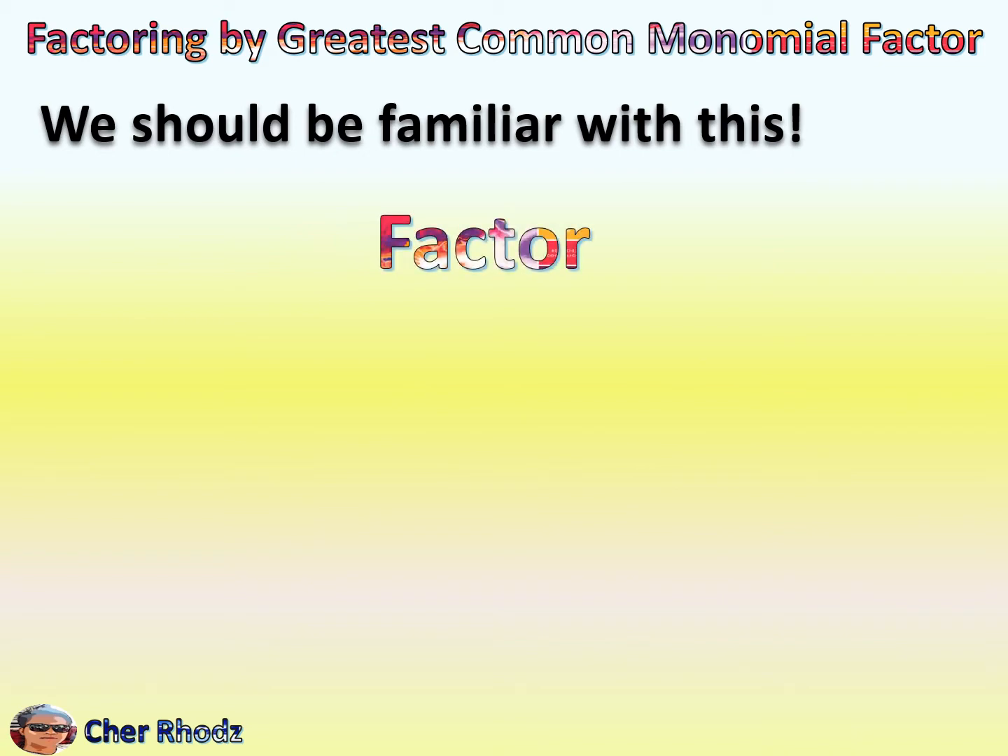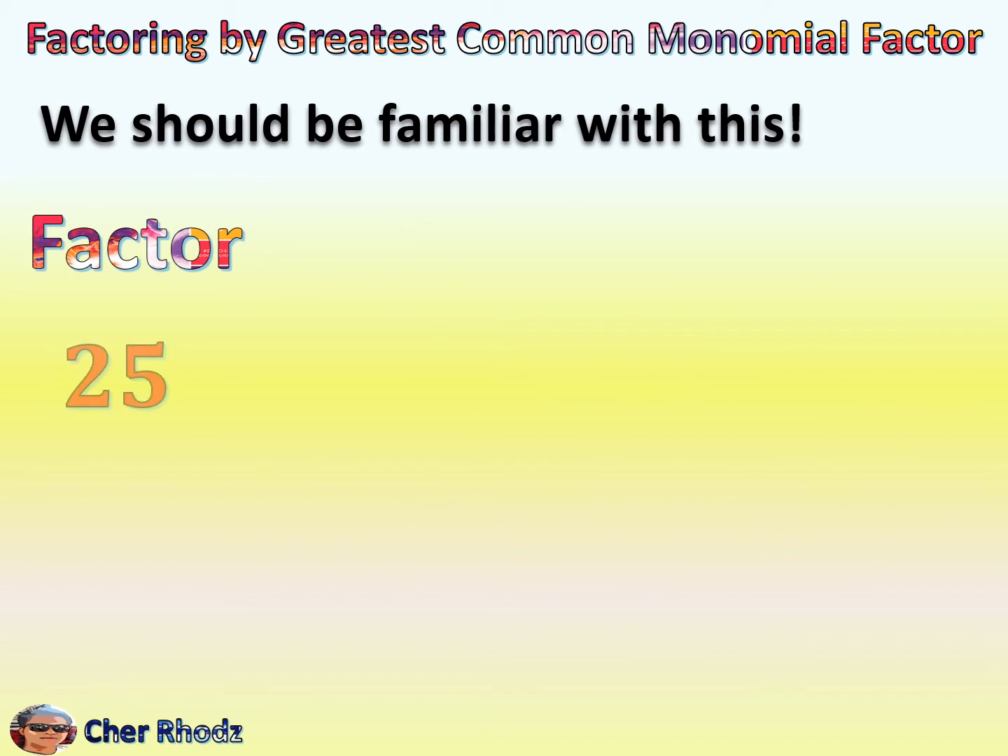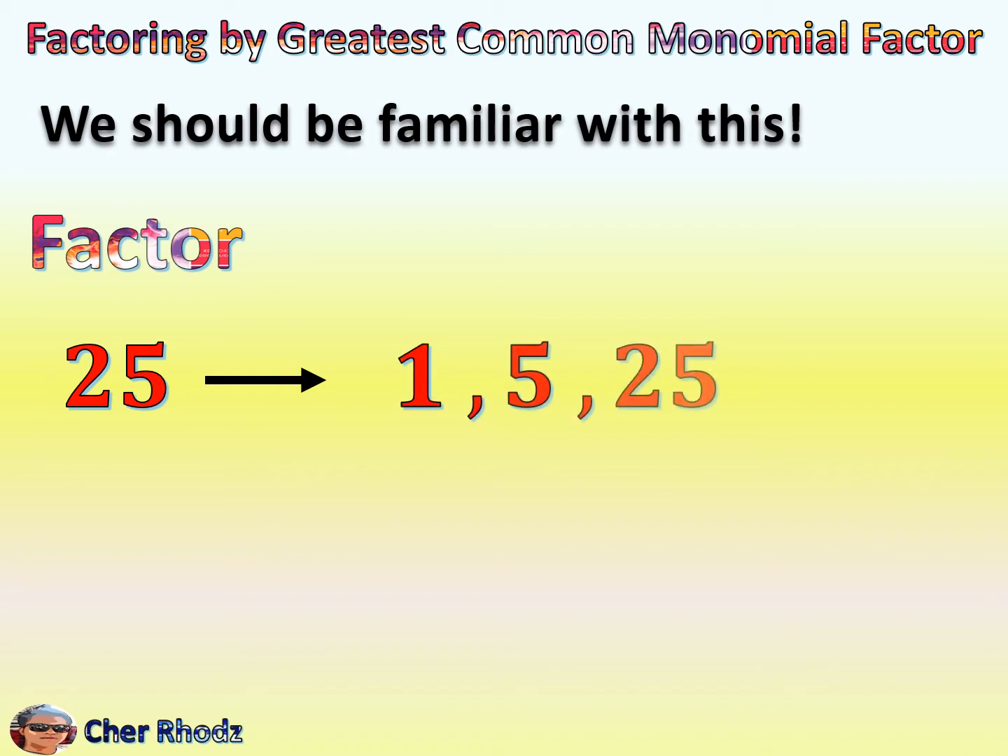Factor. A factor is a number or algebraic expression that divides another number or expression evenly, that is, with no remainder. Let's take 25 for instance. What are the numbers that divide 25? 1, 5, and 25. These three numbers divide 25 evenly without yielding any remainder. Therefore, 1, 5, and 25 are the factors of 25.